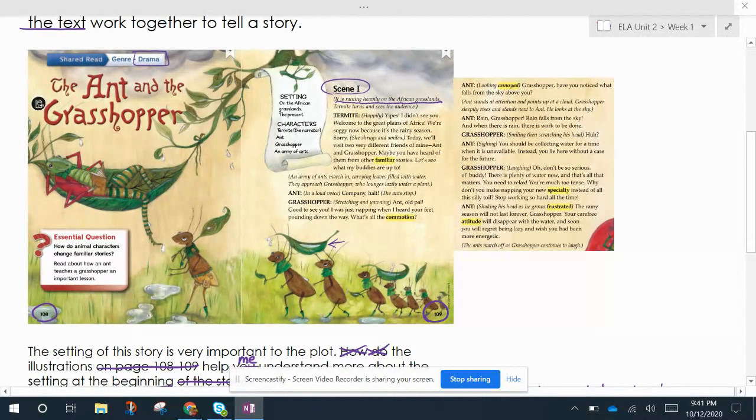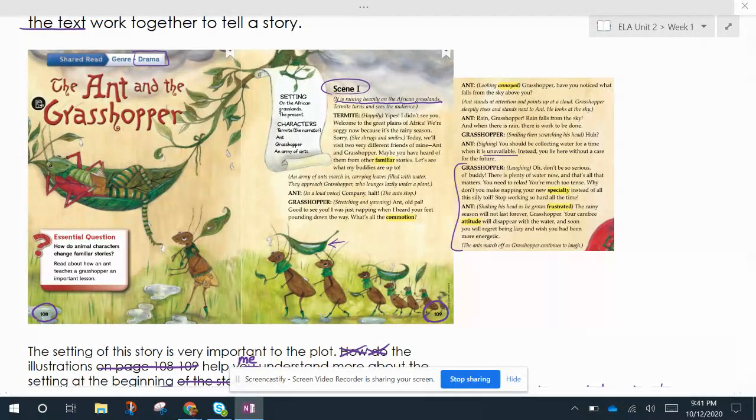So let's go ahead and look at this on the next page, on page 110. There's a little exchange between our friend Grasshopper and Ant that talks a little bit more about this. So Ant says, you should be collecting water for a time when it is unavailable. Instead, you lie here without a care for the future.